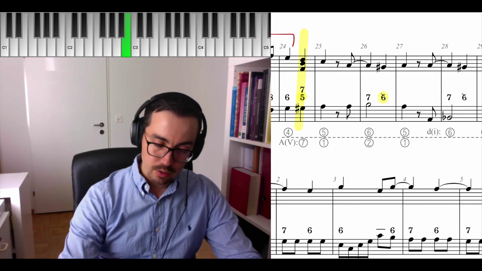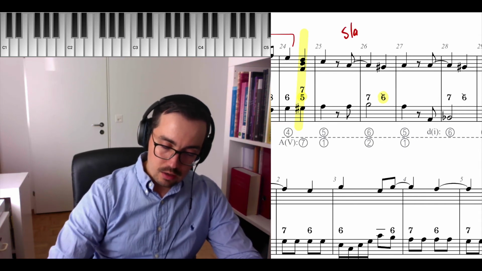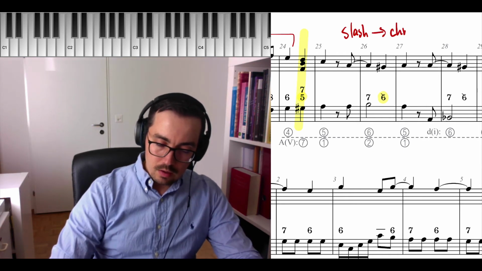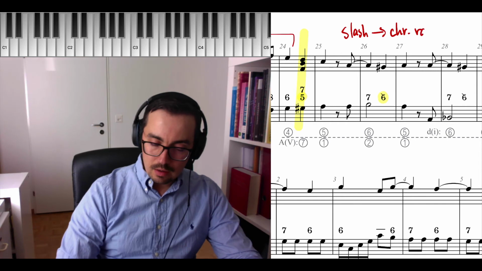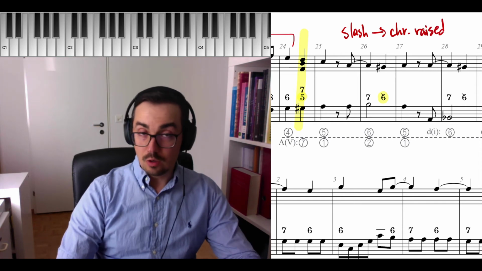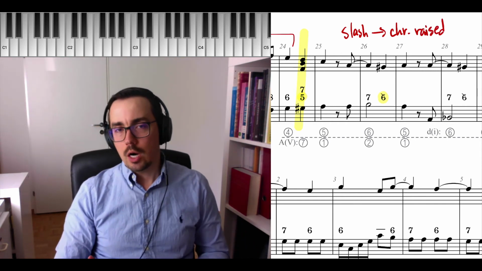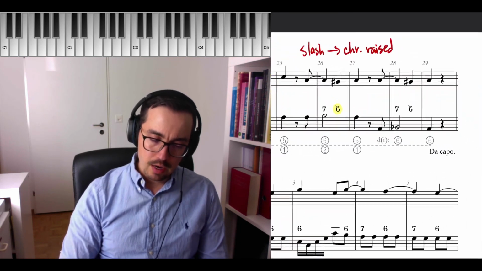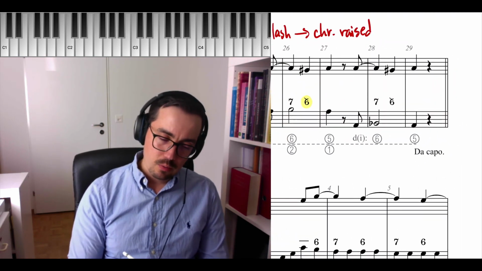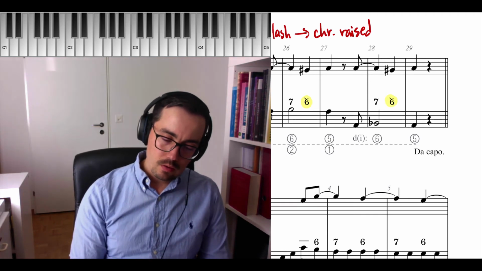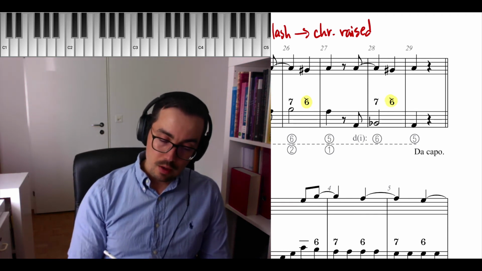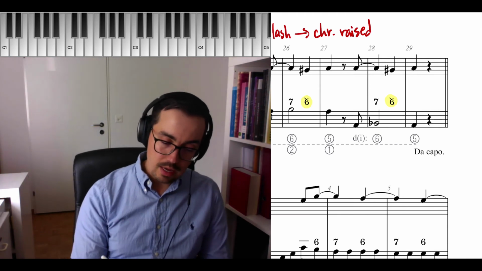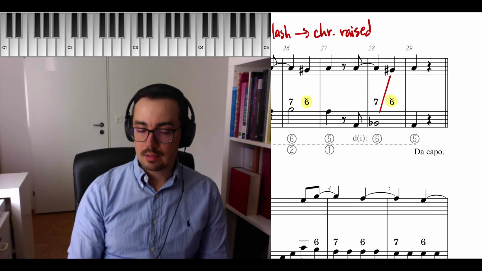So the slash means that the note is chromatically raised. That could be a natural sign or a sharp, depending on the key signature, but it's chromatically raised. And I'll just highlight, here's another instance where we see the 6 with a sharp, except now it's not a major 6, it actually makes an augmented 6 above the bass.